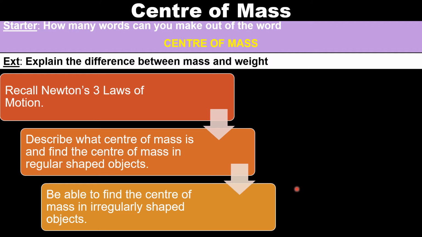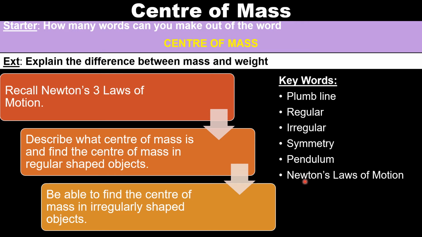Okay, so the learning objectives for today's lesson: we're going to recall Newton's 3 laws of motion. So you'll remember that from a previous lesson, hopefully. Describe what centre of mass is and find the centre of mass in regular shaped objects. And be able to find the centre of mass in irregularly shaped objects. Now that is the bronze one at the top, then it's silver and then it's gold. For some reason changing the background to black has messed up my colour scheme on these 3 objectives as well, quite annoyingly. The keywords for today's lesson are plumb line, regular, irregular, symmetry, pendulum and Newton's laws of motion.